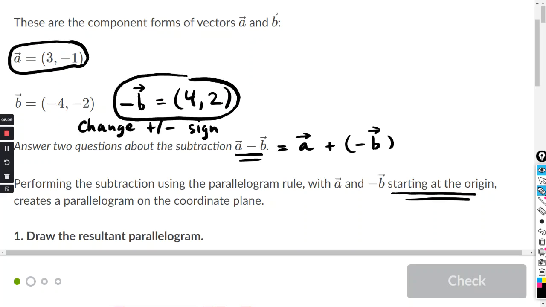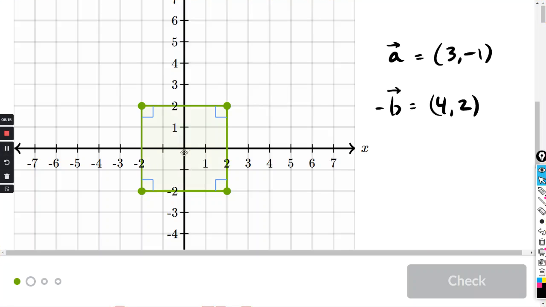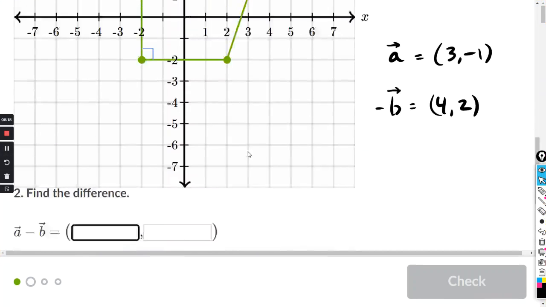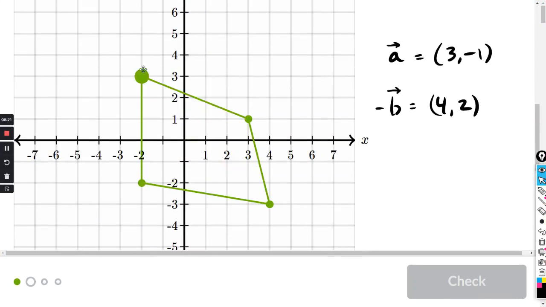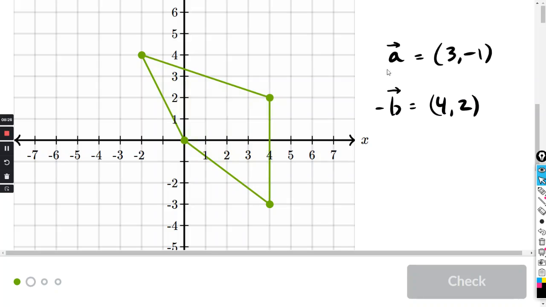So let's look at the graph. We want to start at the origin, so I'm going to move everything out of the way so I can start my 1 point at the origin. Now for vector A, we want 3 on the X, negative 1 on the Y. So I'll take this first arm that's connected to the origin, and go 3 on the X and negative 1 on the Y. So this right here is vector A, and then negative B, 4 on the X and 2 on the Y.